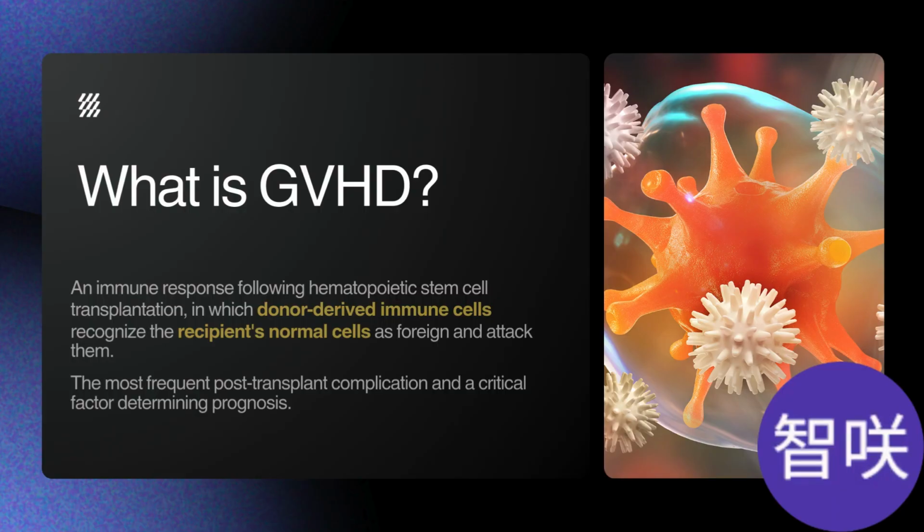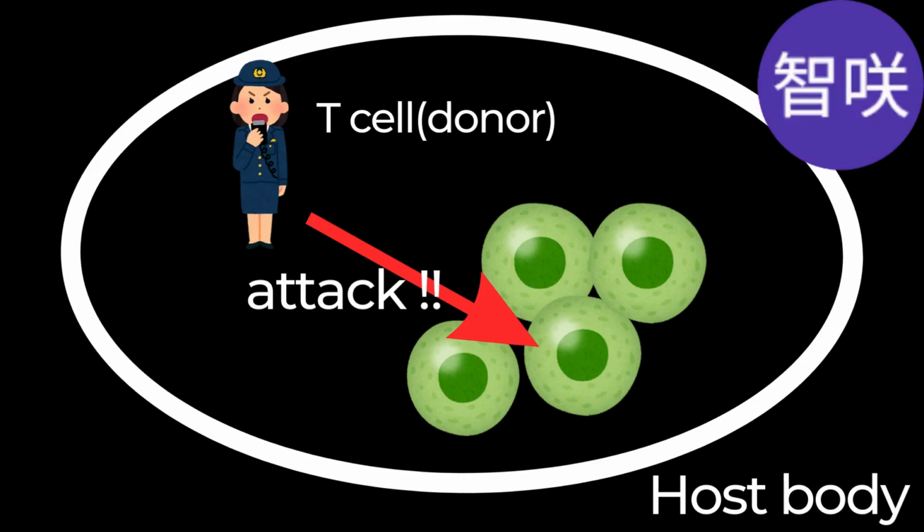So, what is GVHD? An immune response following hematopoietic stem cell transplantation, in which donor-derived immune cells recognize the recipient's normal cells as foreign and attack them. The most frequent post-transplant complication and a critical factor determining prognosis. In short, as the name suggests, it is a battle where the graft attacks the host.